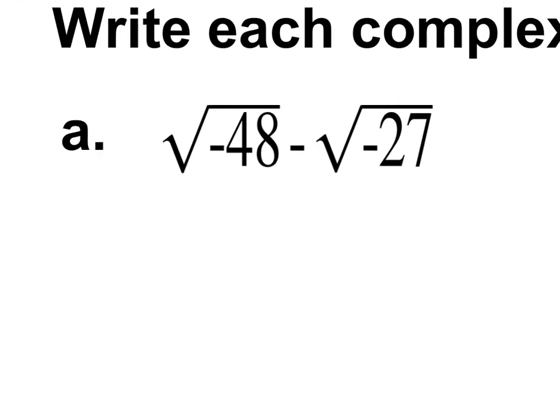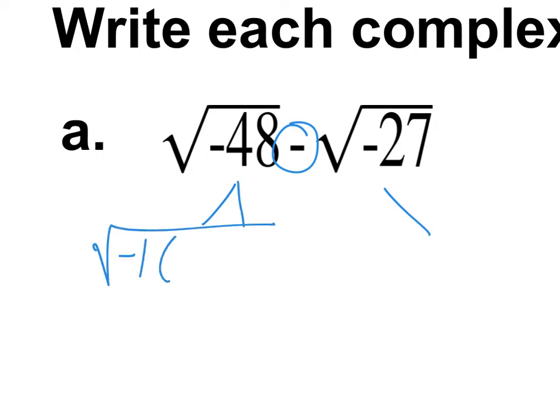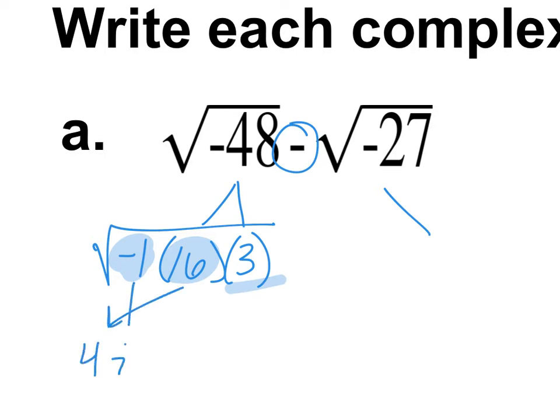So for letter A here, I'm going to go ahead and simplify each of these and then see if we can subtract them. So the square root of -48. The negative, I'm going to pull that out as -1, and then 48 is 16 as a perfect square times 3. So this would be i, this would be 4, the square root of 16, and then 3 is going to stay underneath. So this would be 4i, and then root 3.